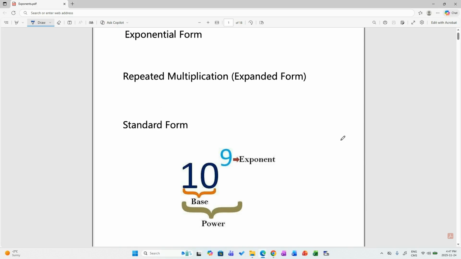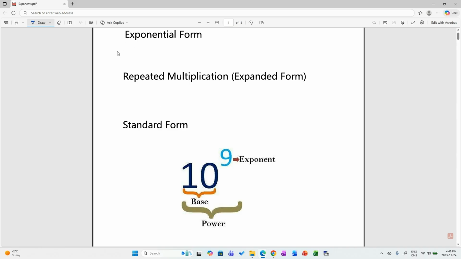Hi class, in this video we're going to be talking about powers or exponential forms with a positive base. So a base is pretty much a number that is being multiplied by itself. And the exponent tells you how many times you multiply that number by itself. The power is just used to describe the base and the exponent together. And again, another name for power is exponential form.